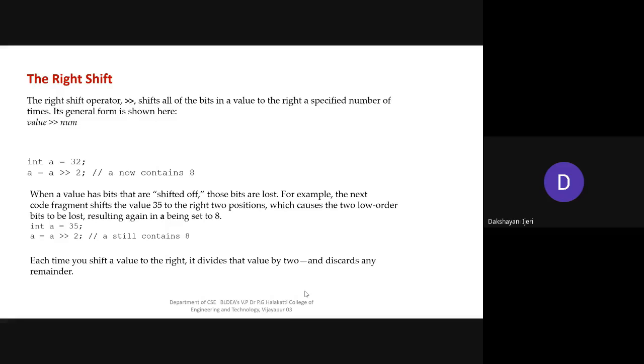Okay, so the right shift operator is used with the double greater than symbols. What it does is it shifts all of the bits in a value to the right a specified number of times. It is indicated as the value which needs to be shifted, followed by the right shift operator, followed by num. This num consists of a numeric value to tell for how many times the right shifting needs to be done.